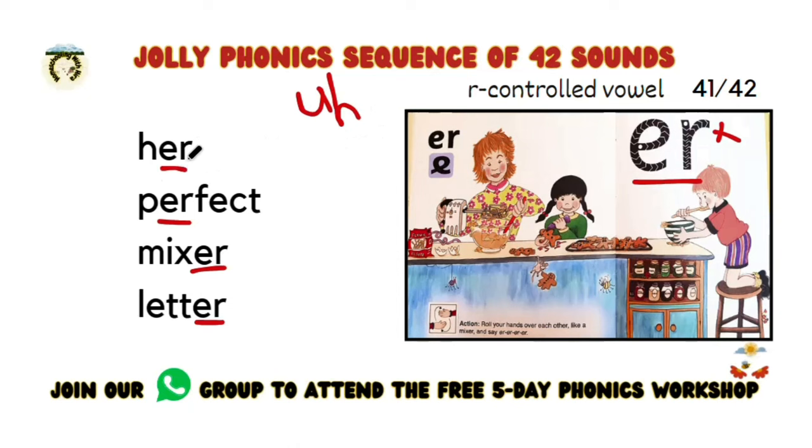And the American is er. Er, her; er, perfect; mix, er; let, er. Her, perfect, mixer, letter, ginger, beater, something like this. So it depends all on your pronunciation, which pronunciation you are following. You can choose that and give the sound to your kids accordingly.